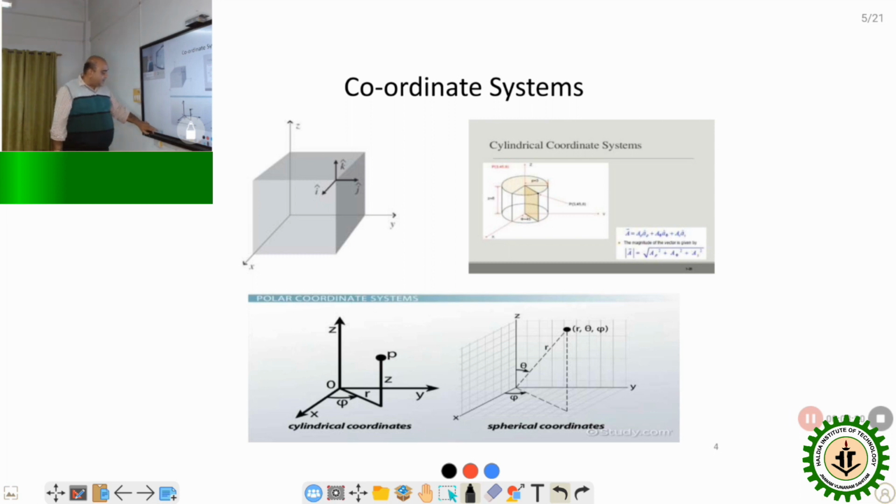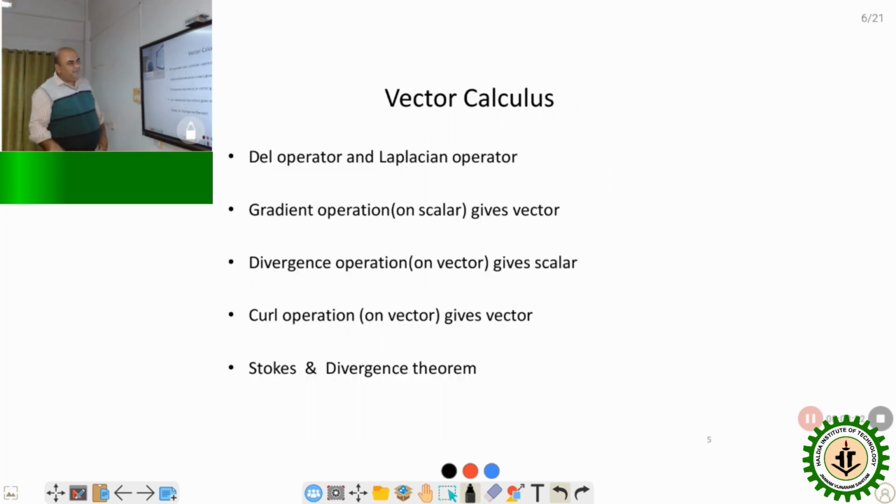Now coming to the next slide, a brief overview of the vector calculus that we often come across. Mainly we have two important operators, the del operator and the Laplacian operator. And some important operations: the gradient operation, the divergence operation and the curl operation. The gradient operation is on a scalar quantity, the divergence operation is on a vector quantity, and the curl operation is on a vector quantity. They all have their individual significance.